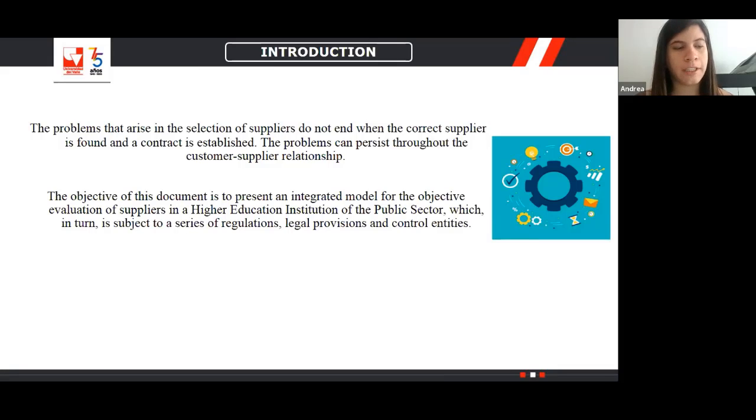The objective of this document is to present an integrated model for the objective evaluation of suppliers in a higher education institution of the public sector, which in turn is subjected to a series of regulations, legal provisions, and control entities. In this sense, a methodology of FOSSI ISAHP is proposed, which uses FOSSI preference relationships to incorporate the ambiguities and uncertainties that usually exist in human judgment.